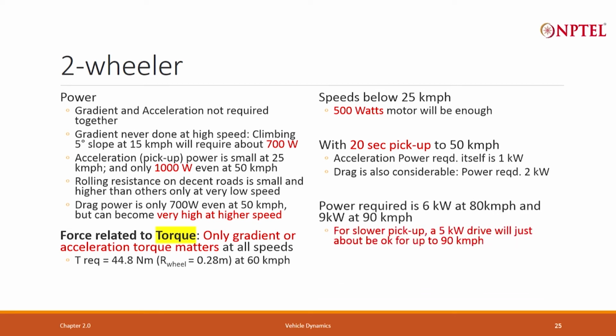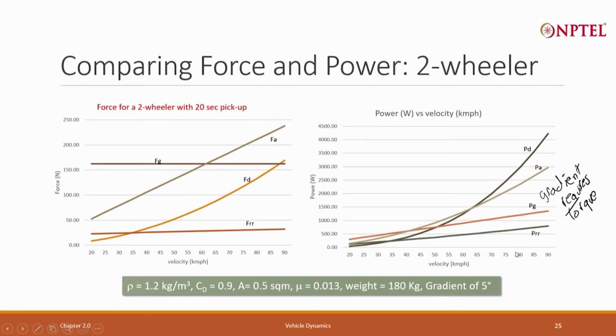If I look at 80 or 90 kilometer, the dominant power required is the drag. At 80 or 90, drag becomes very large. So that itself will be about 3 kilowatt at 80 kilometer, as I pointed out, and 4 kilowatt at 90 kilometer.